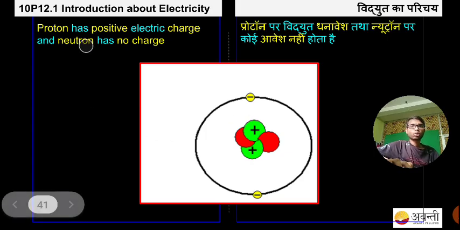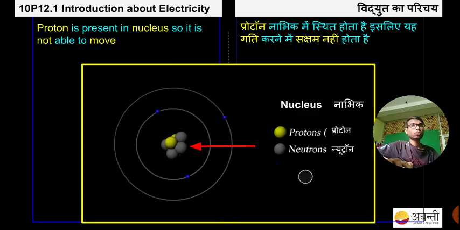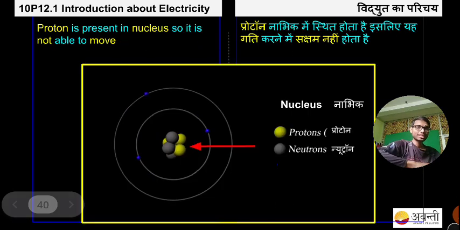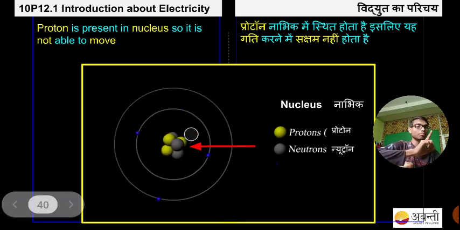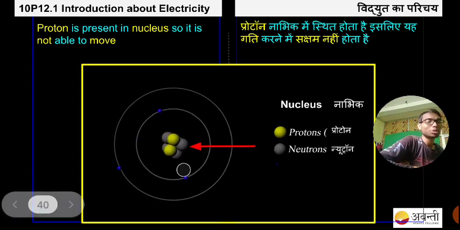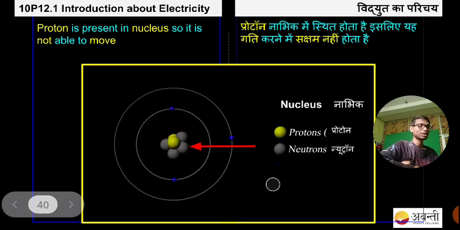Now, proton has a positive electric charge, but electron has negative charges. Where are the negative charges? These are negative charges, which are moving. Remember, positive charges will not move because they are in the nucleus.